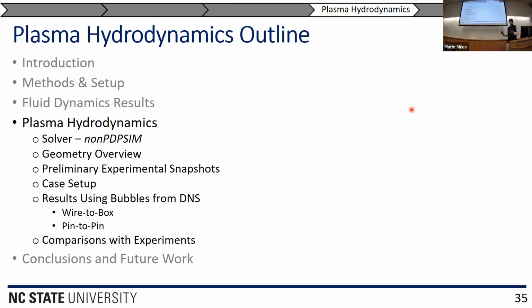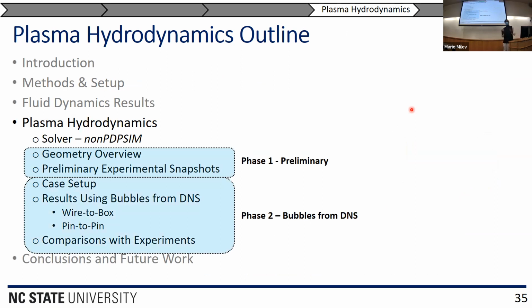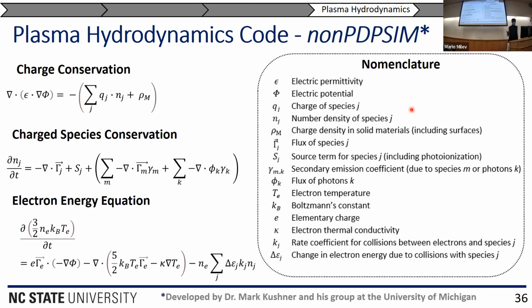So I'm going to move on to the plasma hydrodynamics now. I'll introduce the solver, the geometry, and then move on to some cases. There were two phases in the plasma simulations that I did. The first phase was a preliminary phase, looking at the different geometries, what might be the best geometry to do these simulations in. And then the second phase, once we identified a good geometry, was to use DNS to look at what happens in those bubbles. The plasma hydrodynamics code I used was called nonPDPSIM, which was developed by Dr. Mark Kushner. And it's about 20 years old as well, and his group at the University of Michigan.